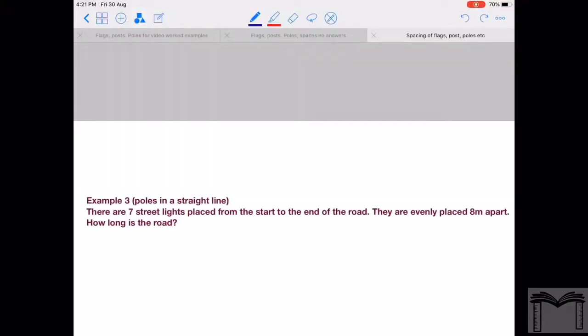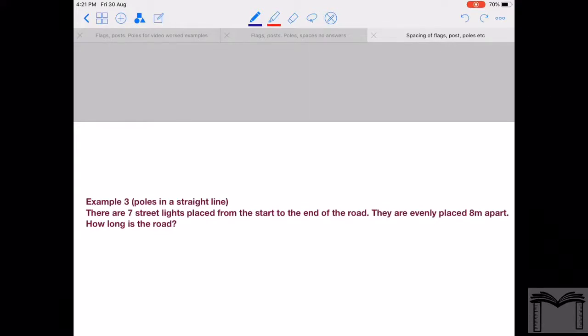There are 7 street lights placed from the start to the end of the road. They are evenly placed 8 meters apart. How long is the road? So this is simple. The length of the road is simply the sum of all the spaces between the street lights. So let's work it out using the correct formulas.